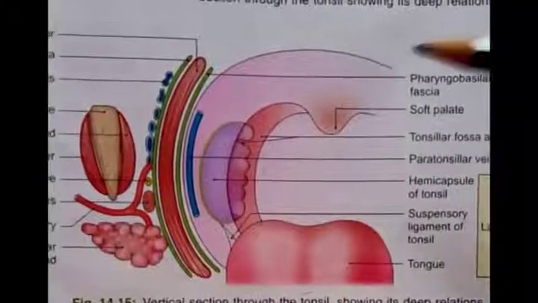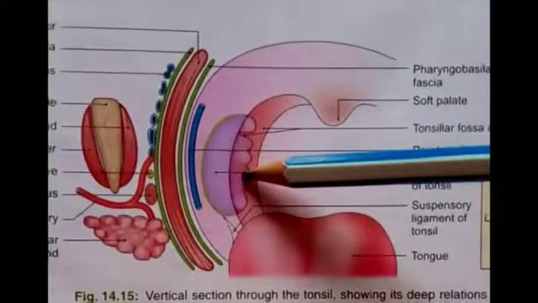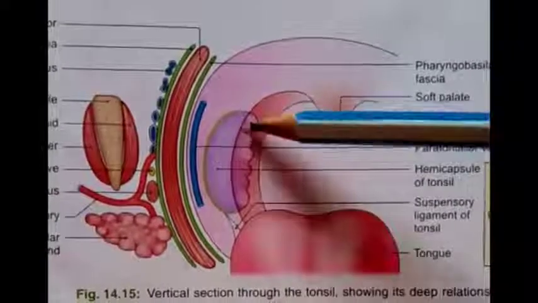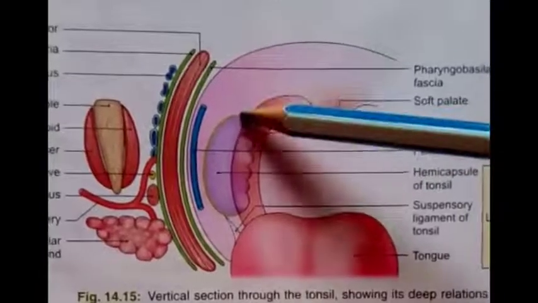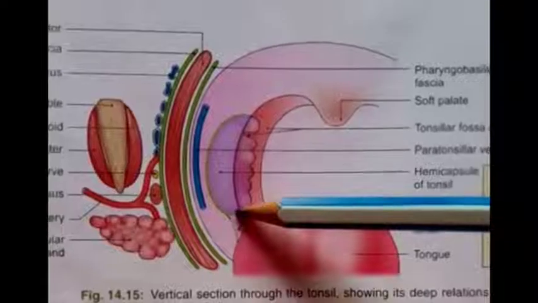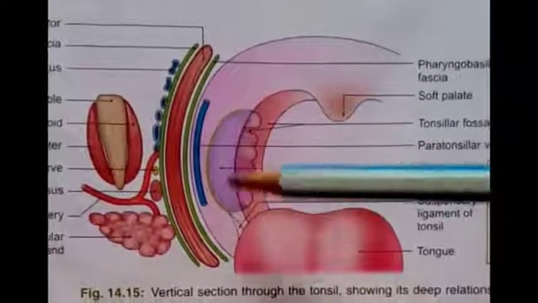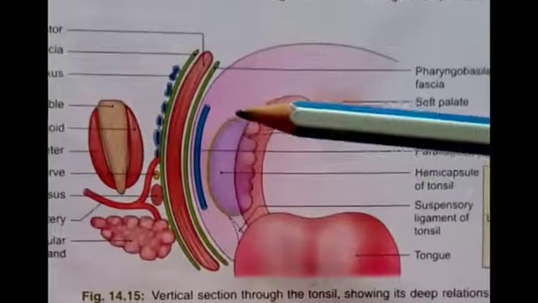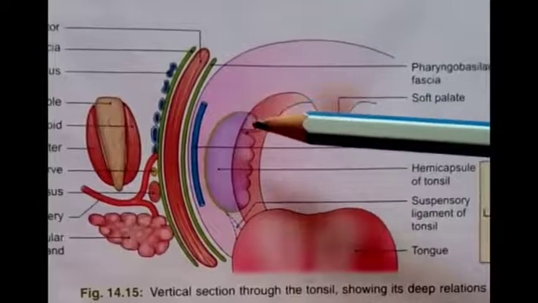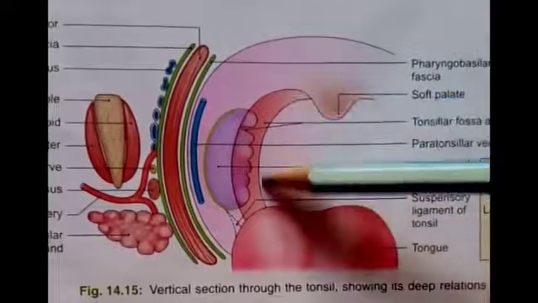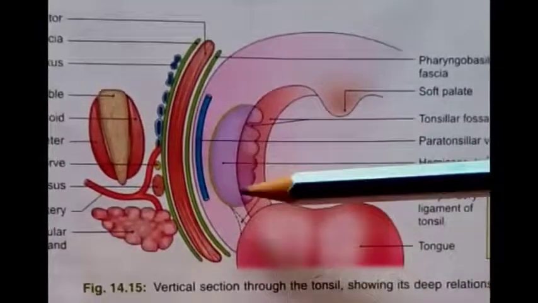Shape of the tonsil: the tonsil is almond shaped. It has two surfaces, medial surface and lateral surface. Two poles, superior pole or upper pole and inferior pole or lower pole. And two borders. One is the anterior border, which is facing towards the palatoglossal arch, and one is the posterior border, which is facing towards the palatopharyngeal arch.